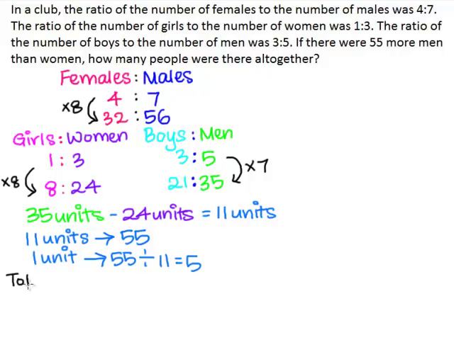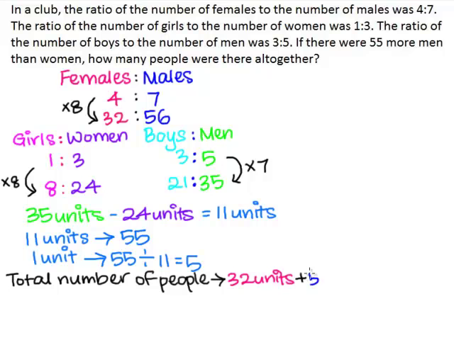The question asks, how many people were there altogether? So we want to find the total number of people. This is represented by the 32 units representing the females, plus the 56 units representing the males. 32 plus 56 gives us 88. So the total number of people is represented by 88 units.